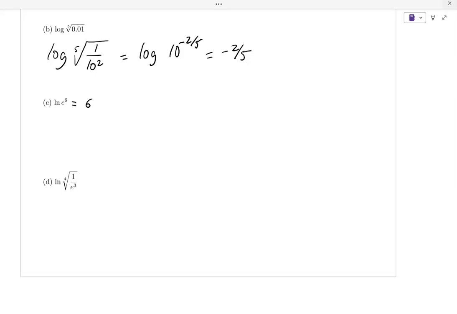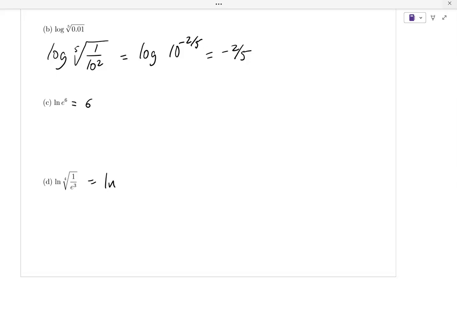What do you think we should do in part D first? Notice, what did we do in part B first? We rewrote the input as a power of 10 because it was log base 10, right? Natural log is log base e, so I should write the input as a power of e. Good. How do we rewrite the input as a power of e?